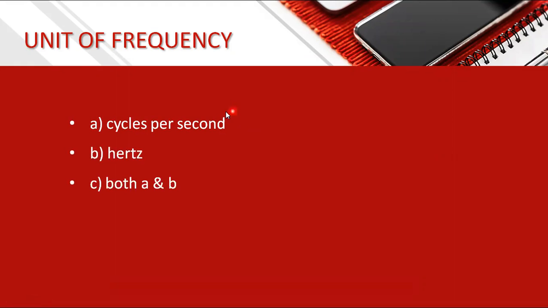Before going, what are the units of frequency? Units of frequency, is it A, cycles per second, or is it B, hertz, or is it both A and B, or none of the above? Units of frequency is cycles per second and also hertz. That means both A and B.